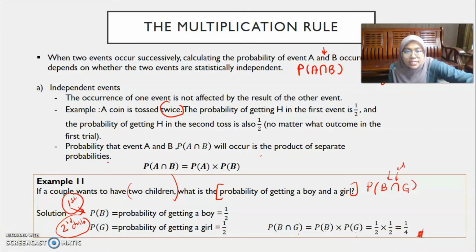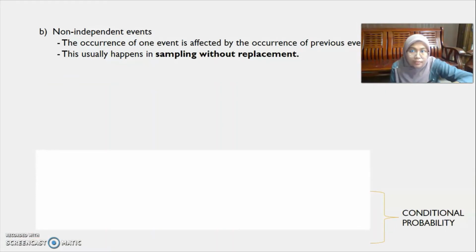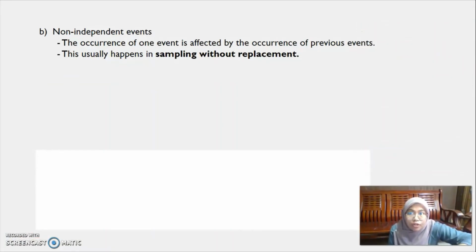Next, let's continue with non-independent events. For a non-independent event, the occurrence of one event is affected by the occurrence of the previous event. This normally happens in sampling without replacement.